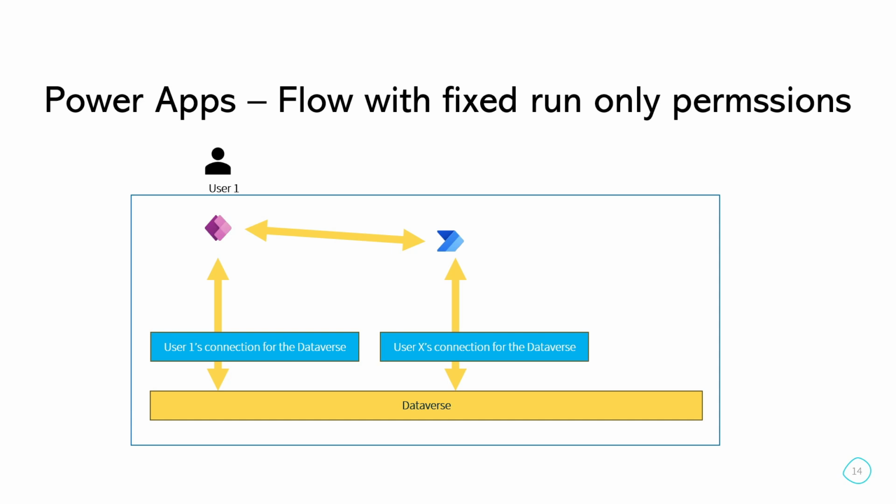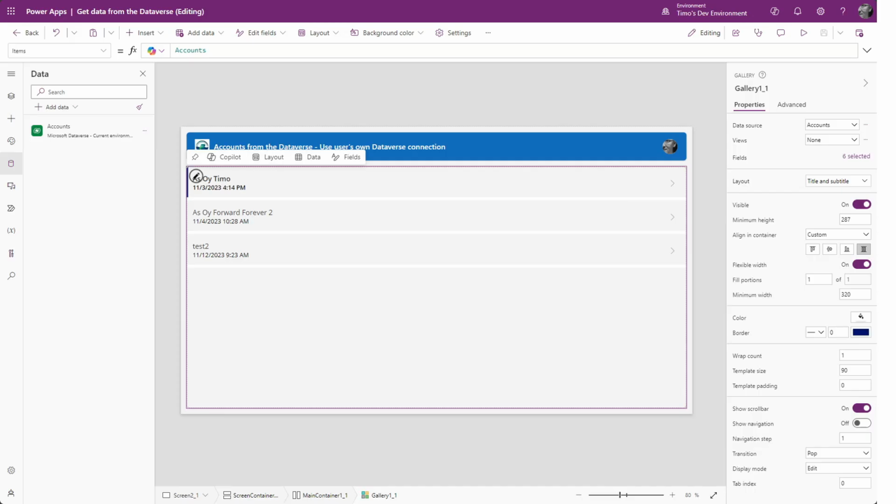And with that flow, you can use some fixed connection for reading the database. So for example, my connection or some service account connection, I can do that. And how does this look in practice? So here I have my Canvas app. As we see, I am reading accounts, and I'm showing accounts here in a gallery on the front page.